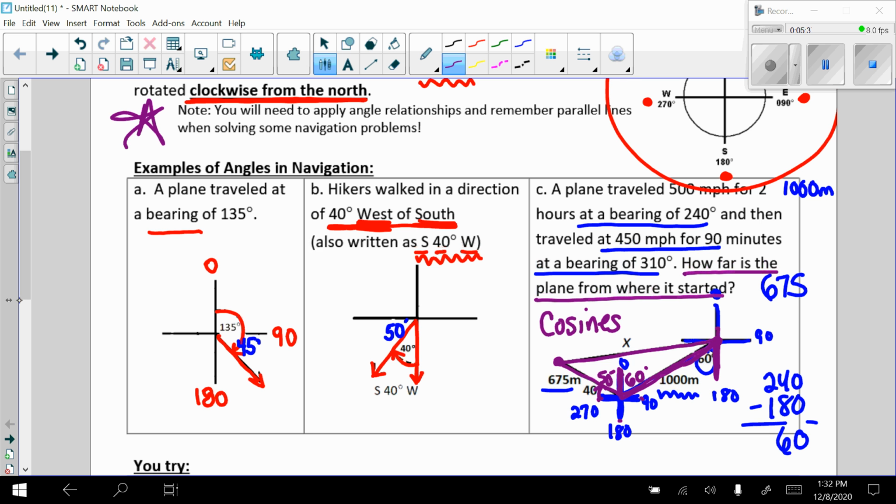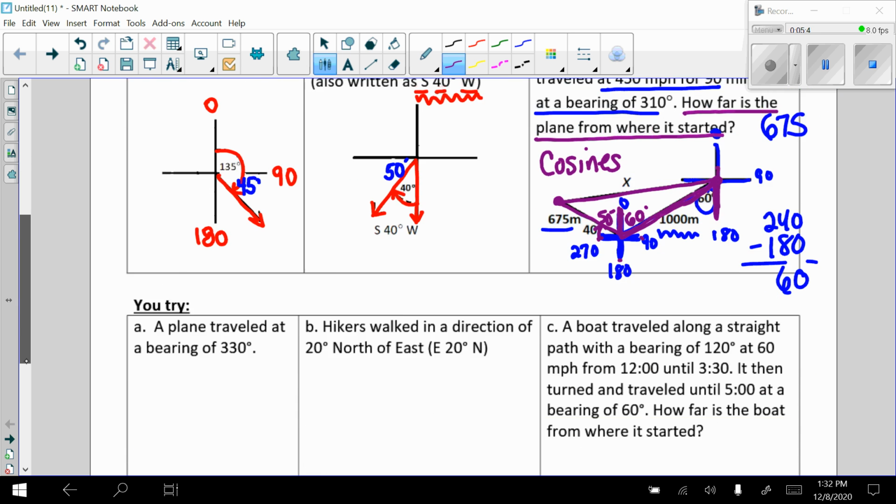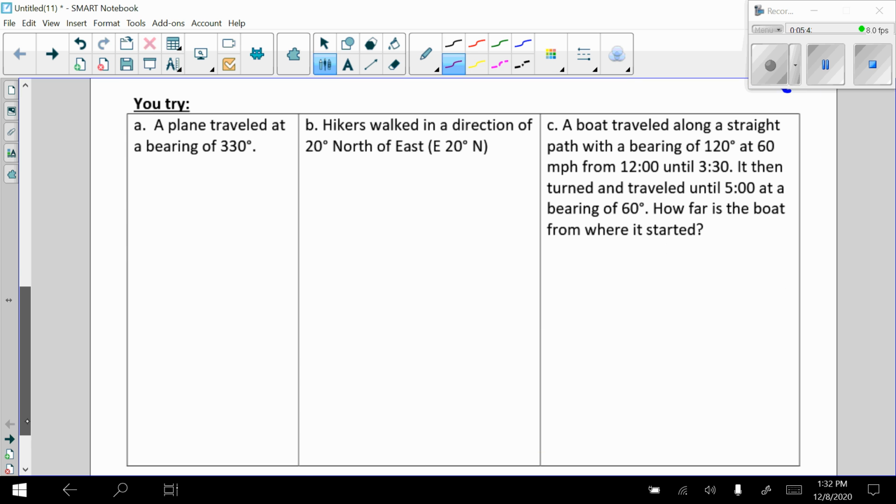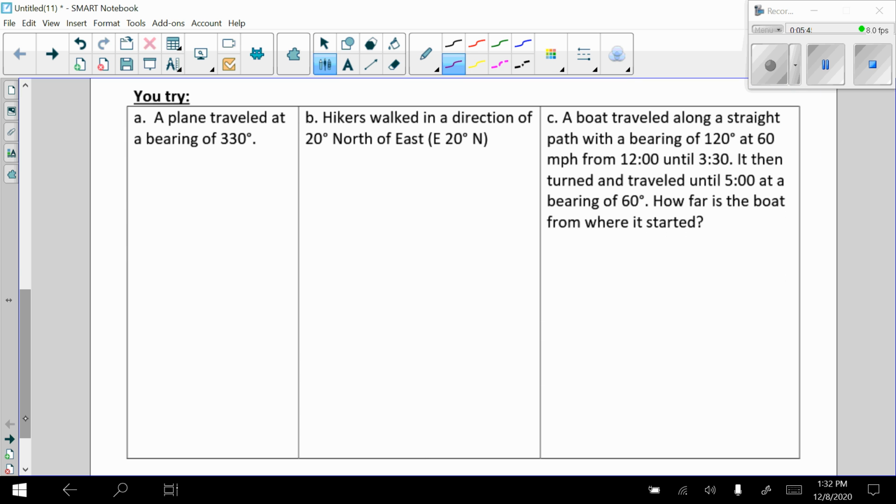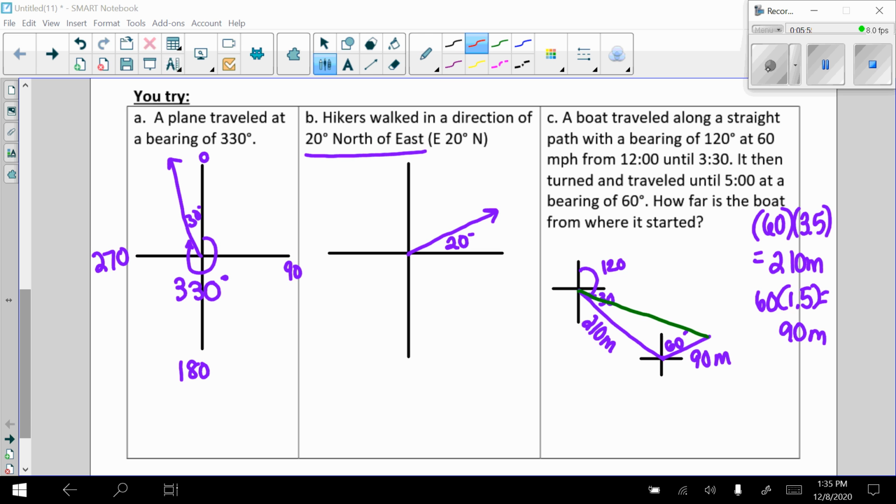Think about that problem, see if you can make sense of it, and when you're ready, go ahead and try these 3 problems. I'd like for you to pause the video, try the problems, and then start it up again and see if your answers match mine. Okay, so let's take a look. I didn't quite finish C yet, so we'll get there in a second.